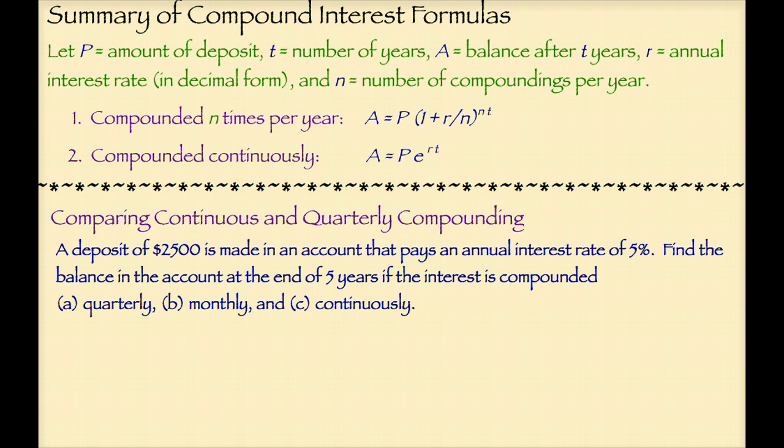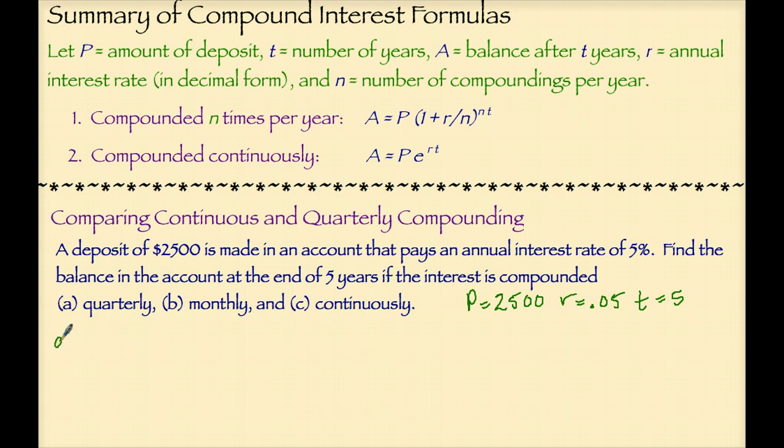So let's do an example. A deposit of $2,500 is made in an account that pays an annual interest rate of 5%. Find the balance in the account at the end of 5 years if the interest is compounded A, quarterly, B, monthly, and C, continuously. So let's just identify a few things. P is 2,500. The annual interest rate in decimal form, 0.05. T is 5, and of course N will be 4, 12, and then compounding continuously, we'll use the second formula.